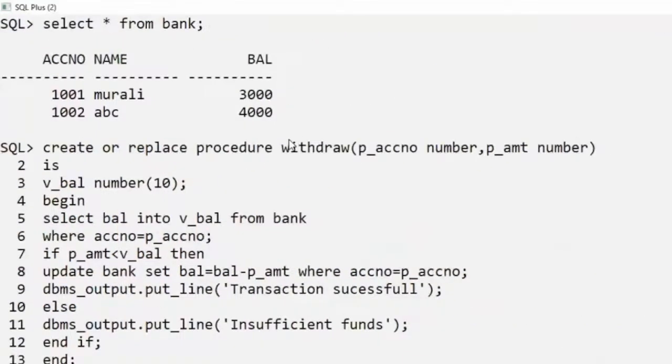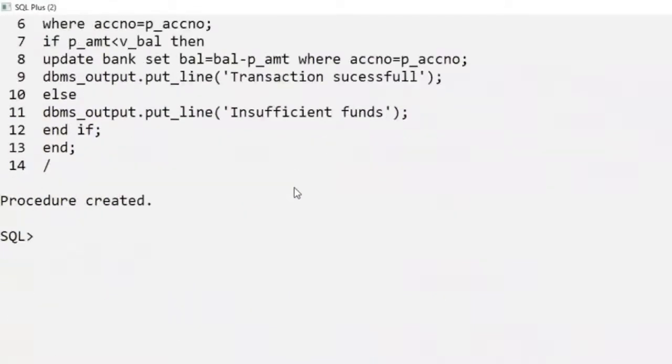Once I develop this withdraw procedure, I try to check the ATM transactions I mentioned in the previous case. Now check it out, observe here. Here I'm executing: exec procedure name withdraw. Okay, fine. I'm calling this procedure, withdraw.